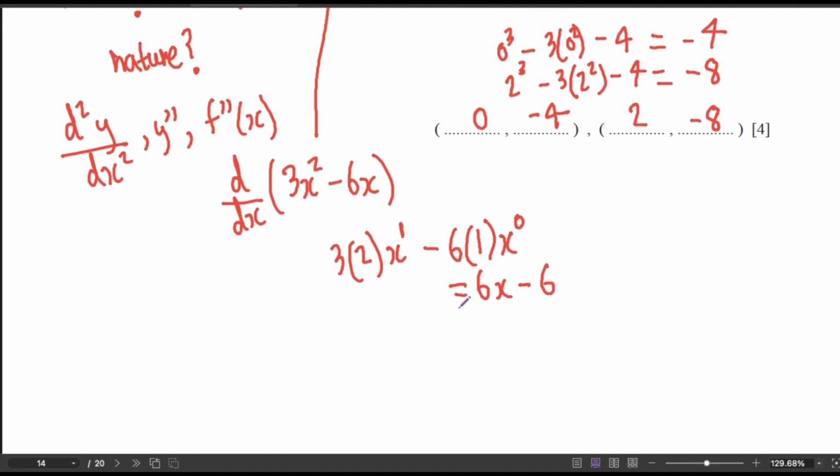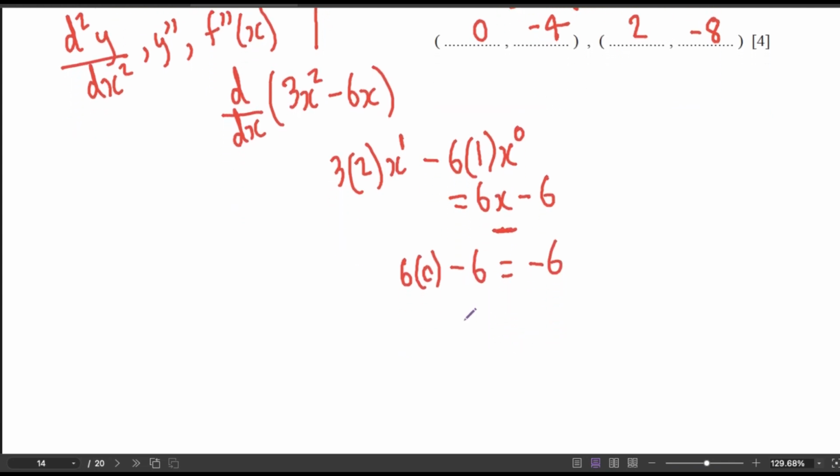And now what we do is we put our x coordinate back into the x over here. So now we have 6 times 0 minus 6, which is obviously negative 6. And then we have 6 times 2 minus 6, which is positive 6. And this is just something you have to remember. Maybe a proof will be in a different video.